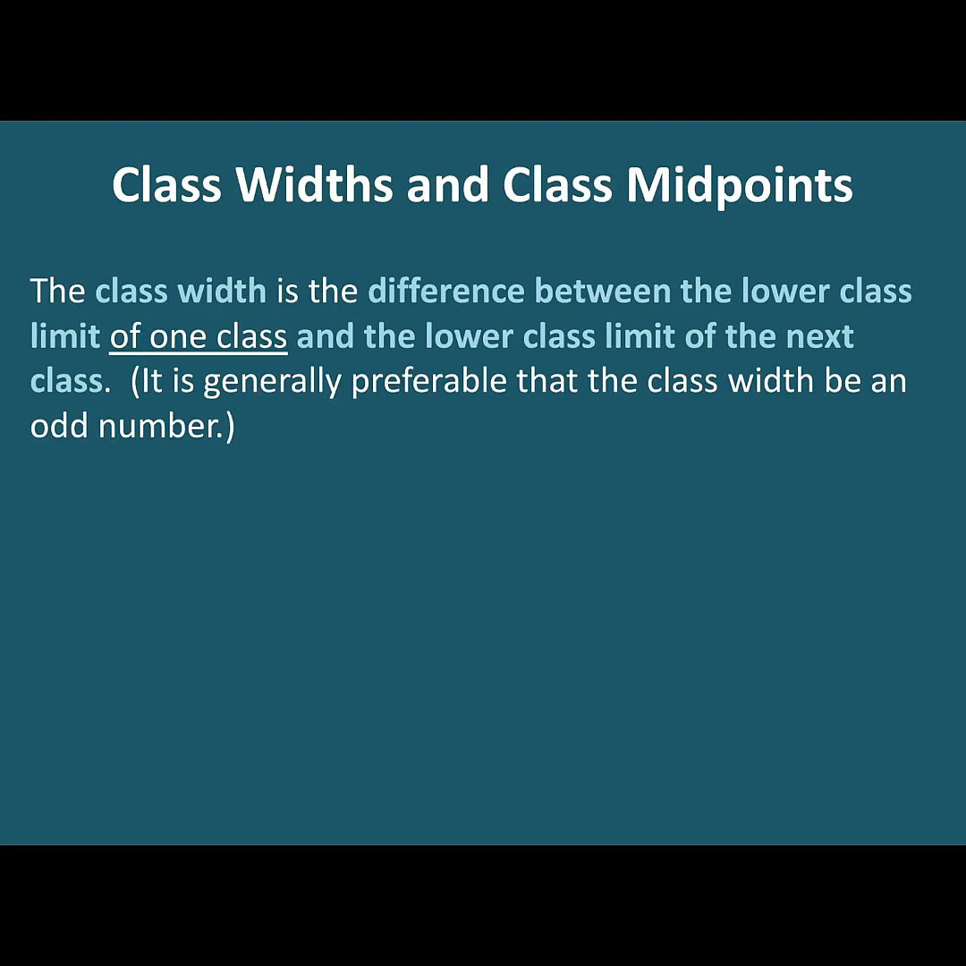Now, it is generally preferable that the class width be an odd number. That wasn't the case in the last example, but you will see as we progress through the semester that it will be generally preferable to have an odd number as a class width.